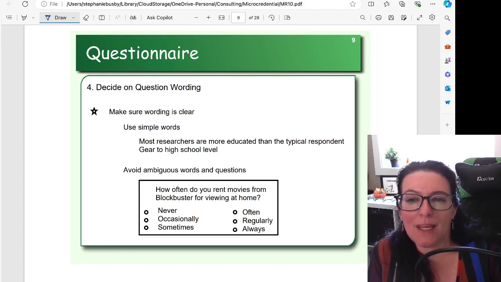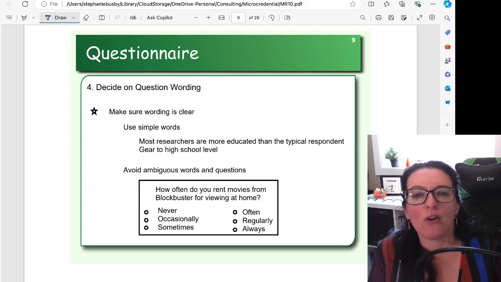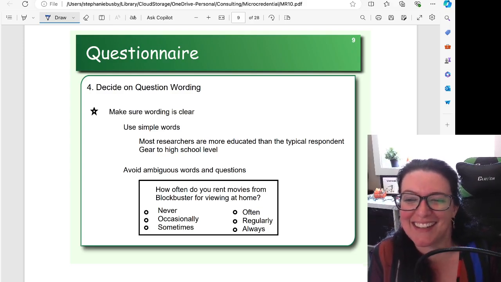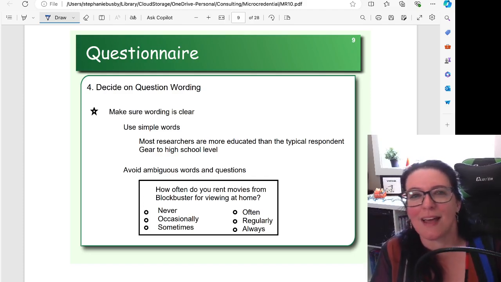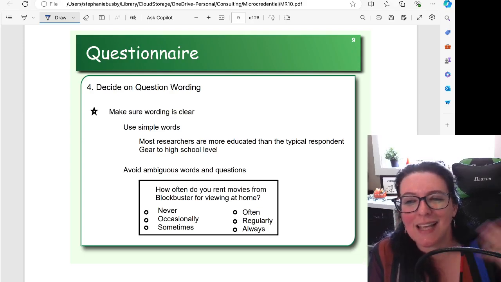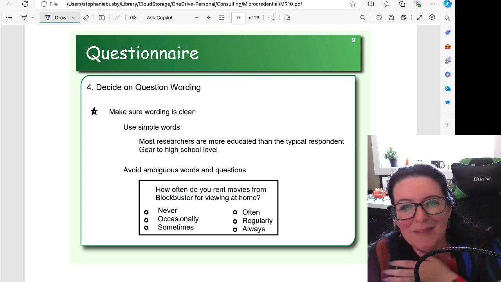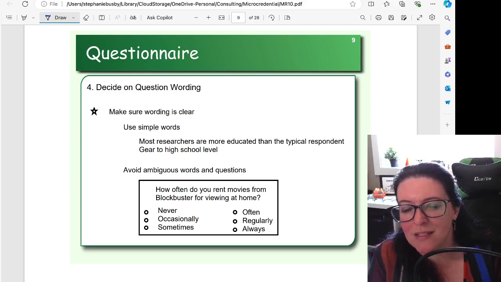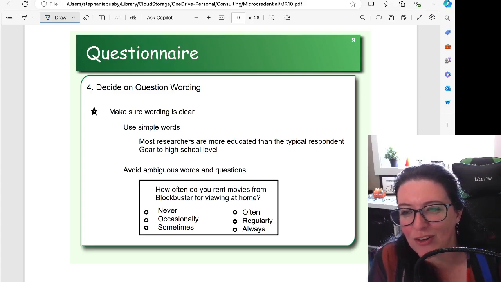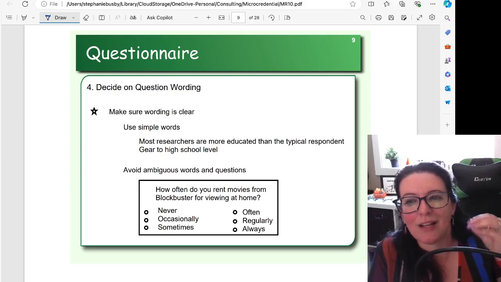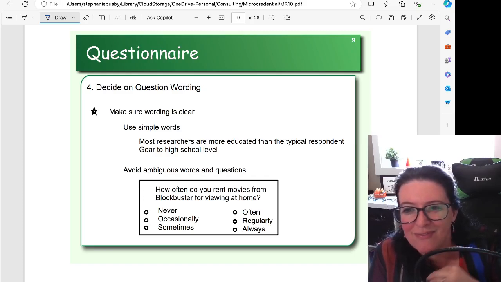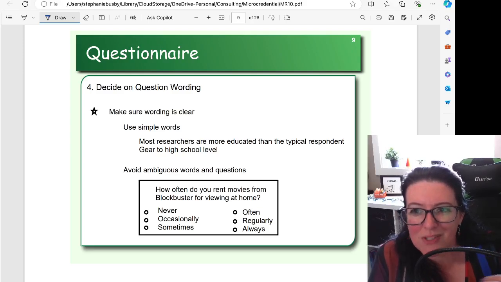We also want to avoid ambiguous words that are not clear. So when we are creating, for example, our itemized rating scales, here's a question about Blockbuster. I don't know how people are actually renting movies from Blockbuster anymore because I think there's like one left. In this particular question, we have a scale from never to always. And notice there's some challenge here because on the scale in between never and always is occasionally, sometimes, often, regularly. You need to have a clear separation and common understanding of the difference. Because the problem is often and regularly are kind of the same, right? Occasionally and sometimes are kind of the same.